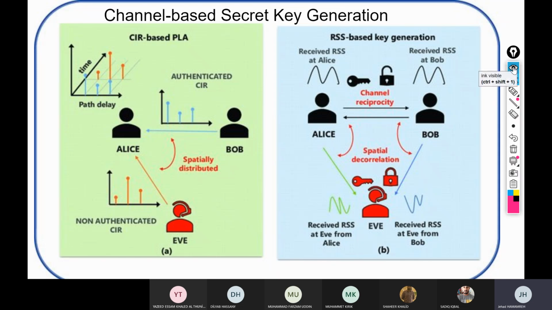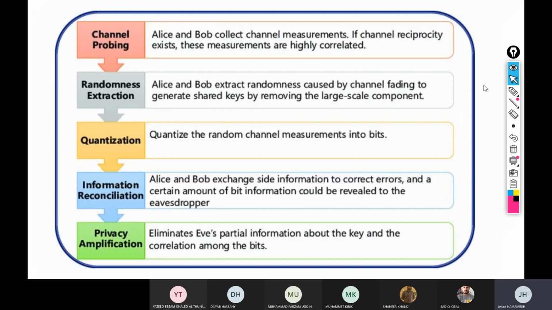The main steps are summarized in this slide. We usually start with channel probing, then the next step is extracting randomness from the channel. Then the third step is quantizing the random channel, then information reconciliation, then privacy amplification. So what do we mean by channel probing?